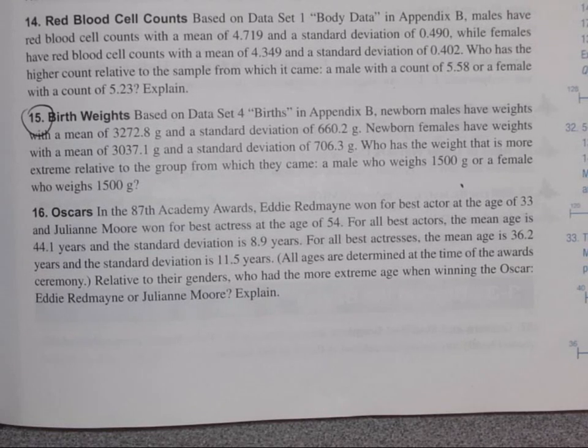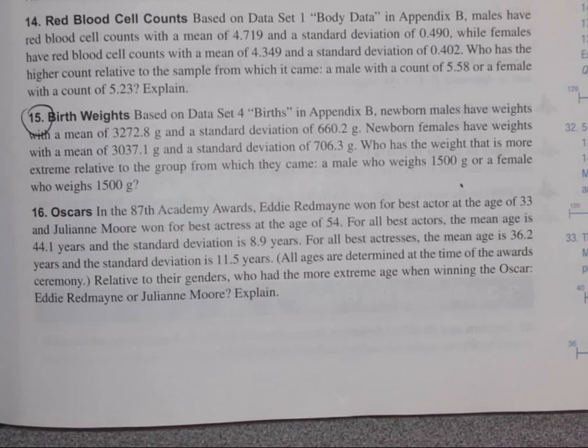So that's what I'm going to do. I'm going to figure out how many standard deviations the male is below the mean, and I'm going to figure out how many standard deviations the female is below the mean. And whoever has the bigger number in absolute value is going to be the one that's more extreme. Is that clear? So you can see who's farther away from the mean.